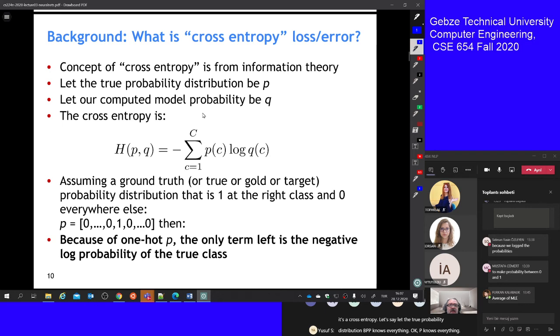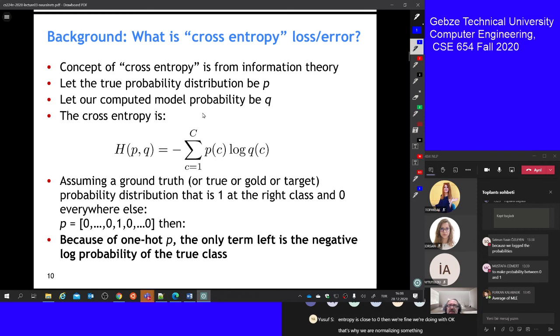And our computed model knows the probability Q. Okay. We like P and Q to be very, very similar. I like their cross entropies to be close to zero. When the cross entropy is close to zero, then we are fine. We are doing good. Okay, that's why we are normalizing something.